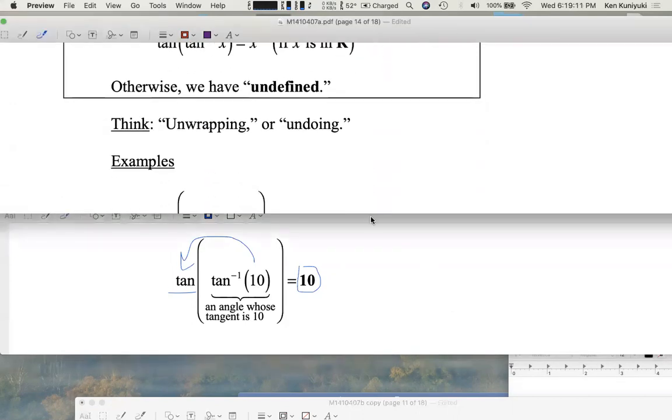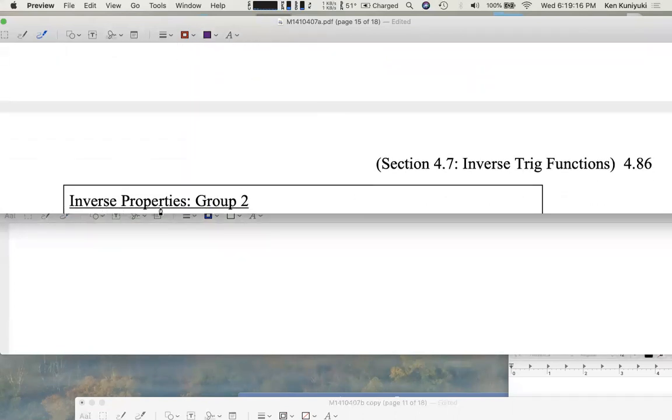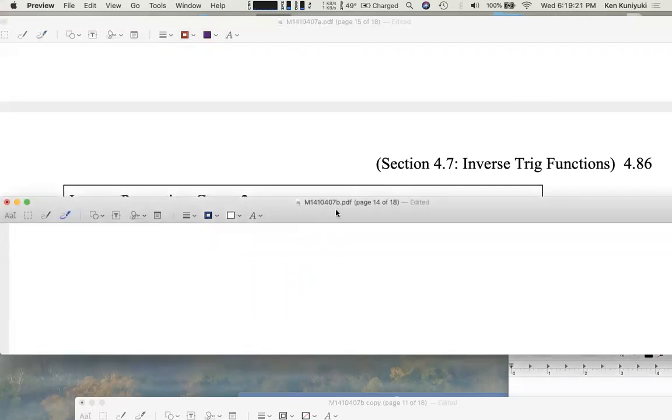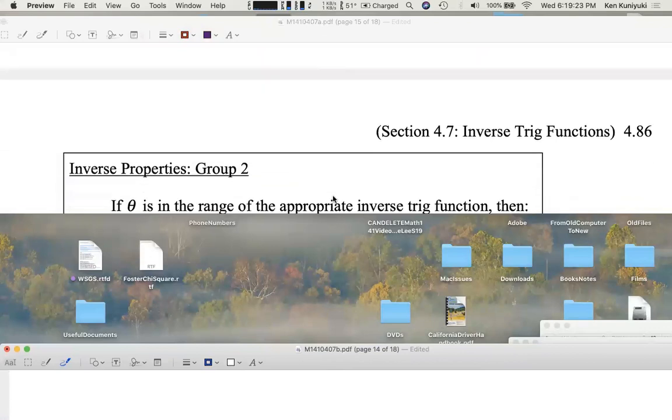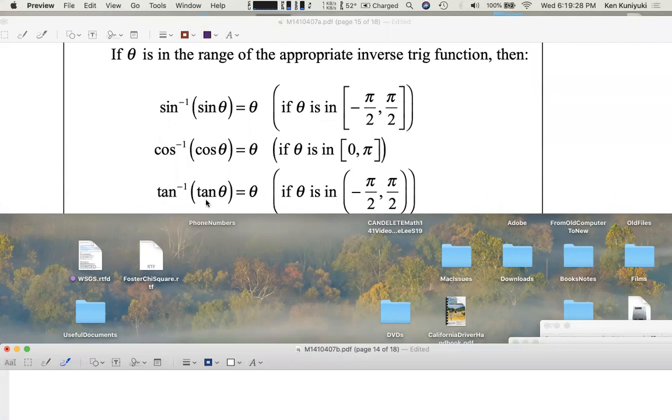Next, we're going to look at group 2 for the inverse properties, a second set of inverse properties. So basically, what happens if the inverse trig function is on the outside and the regular trig function is in the inside? And of course, these are partners, inverse sine and sine, inverse cosine and cosine, inverse tangent and tangent. We're not mixing things up. We're not having, for example, inverse sine and cosine. Then we'll need a right triangle approach like in a later video.